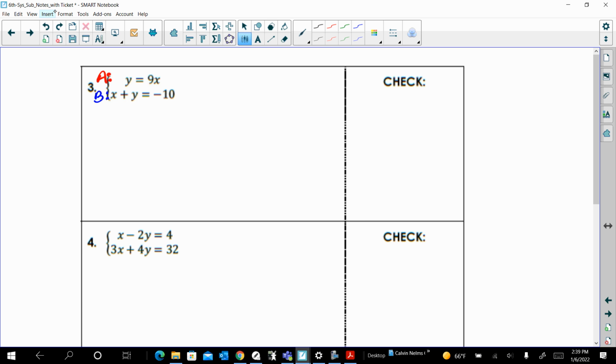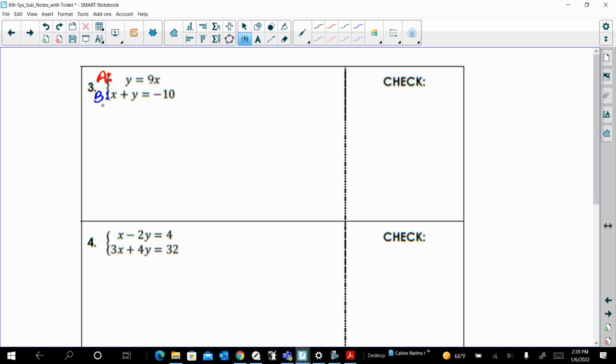So recognize you always have two equations. That's why we have a system. So that's two or more equations. I'm just going to start labeling the equations A and B, equation A and equation B. And so we can identify which one we want to isolate for or which one is already isolated.